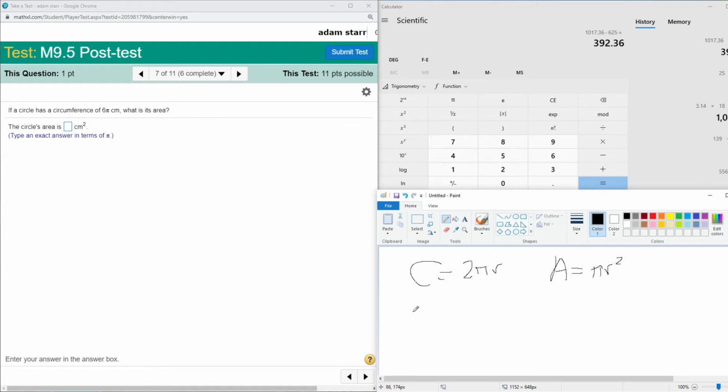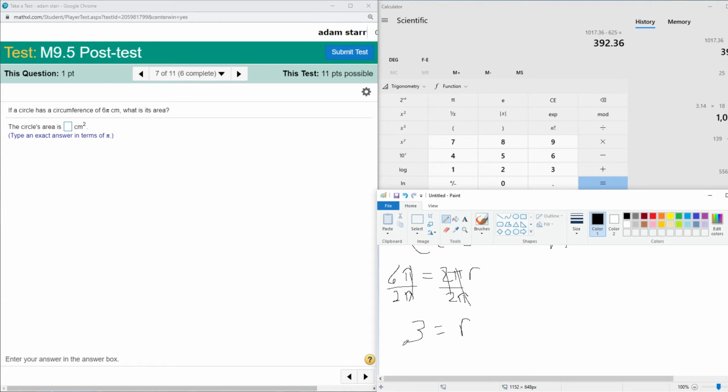I know that my circumference is 6 pi. So I create this equation, 6 pi equals 2 pi r, and I can now solve this for r. This is all multiplication, so I'm going to divide both sides by 2 pi. Here on the right, the 2 and the pi cancel each other out, and I'm left with my r. Here, the pi's cancel each other out, so I have 6 divided by 2, which is 3. So I get my radius, which is going to be 3 centimeters.